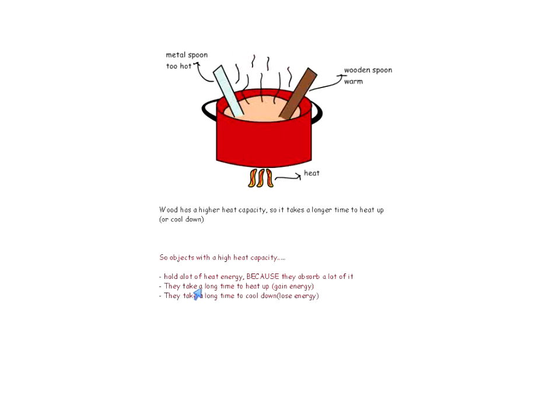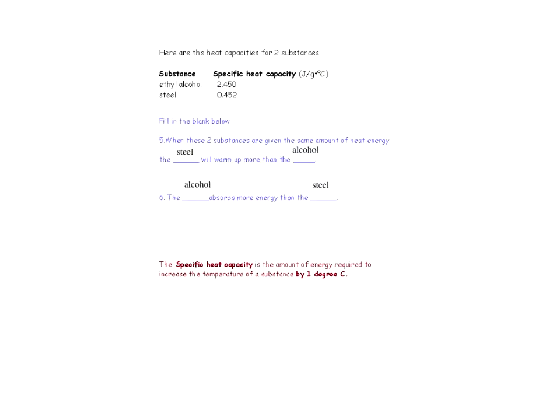But it takes a long time to heat up. Okay, so again, the alcohol has a high heat capacity, so it takes a long time to heat up. So that's why we said that the steel is going to warm up more than the alcohol. So does it make sense, guys, what we put in these two blanks for these two questions, 5 and 6?